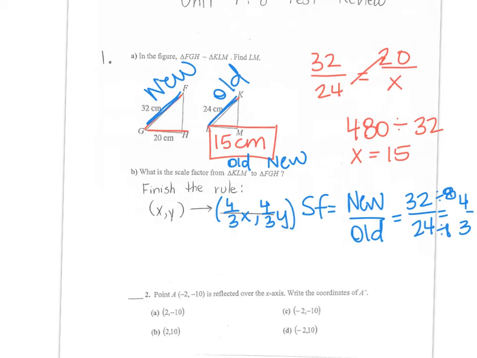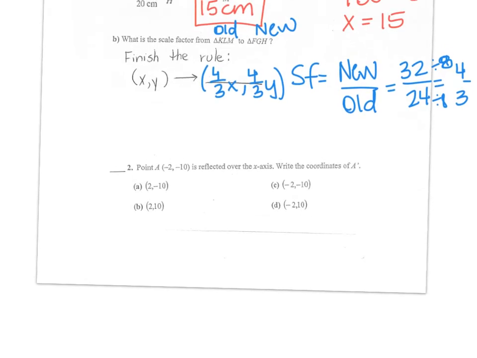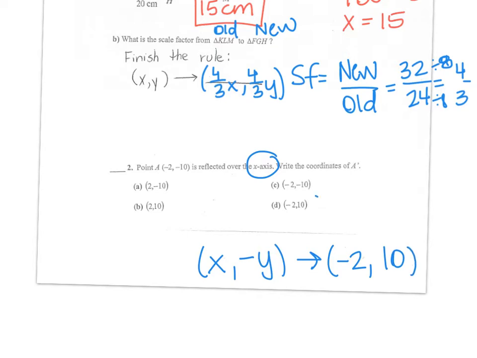Okay? Number 2. Point A, (-2, -10), is reflected across the x-axis. Write the coordinates of A prime. So I know if something is reflected across the x-axis that x stays the same and I do the opposite of y. So if I have -2, that means my -2 stays the same. The opposite of -10 is +10. So that would be D.